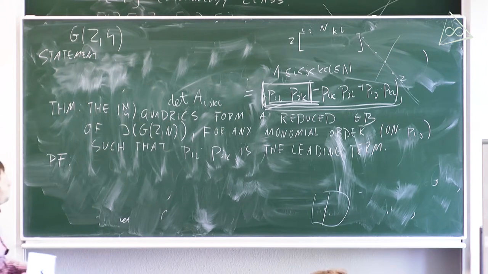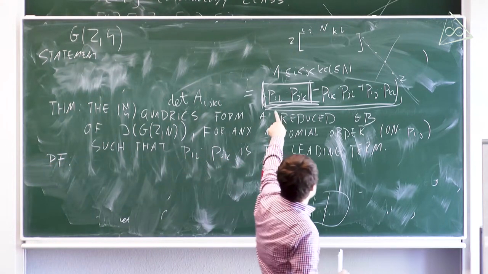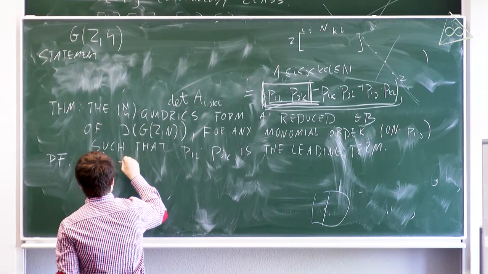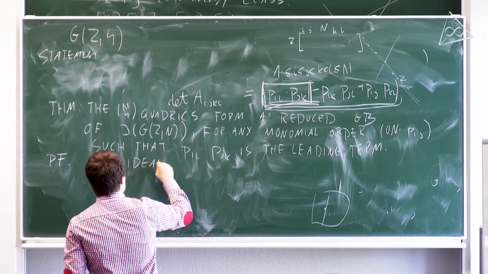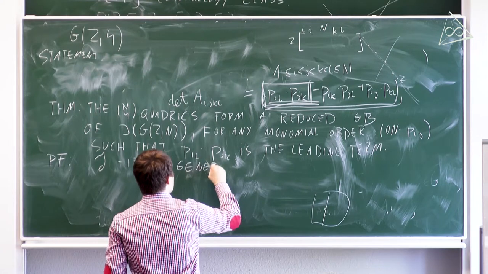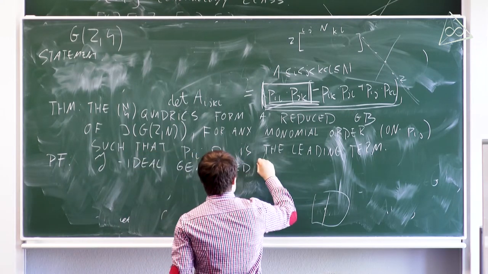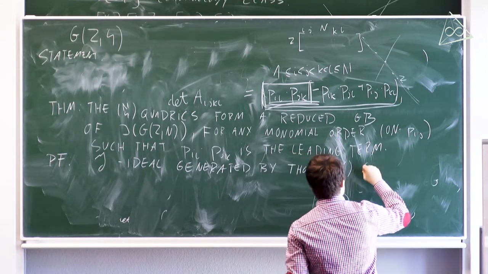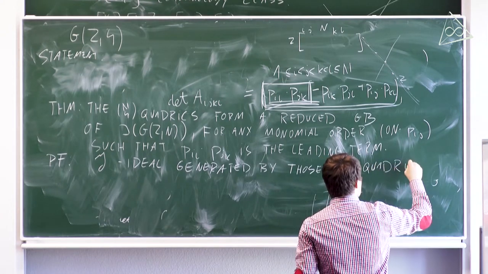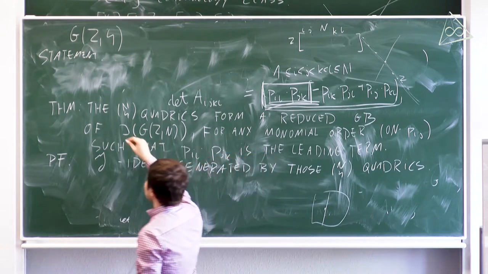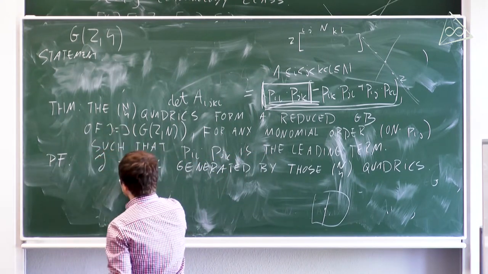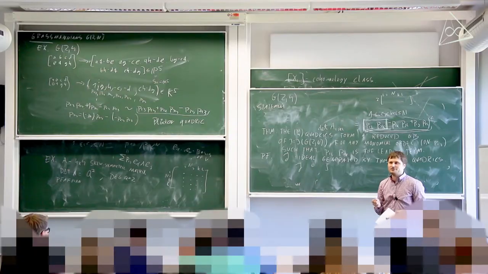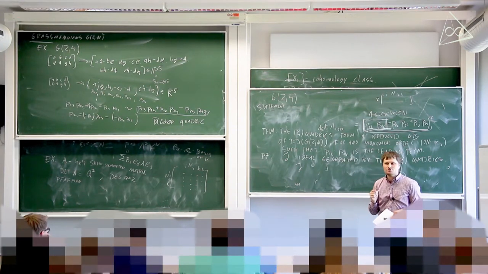What do we already know? We already know that these quadratics, so let's call J the ideal generated by those quadratics, those n choose four quadratics. Okay, and let's call this ideal I. So how is J related to I? Well, it's certainly contained there, because these quadratics vanish on the Grassmannian. But from the first hour of the lecture, we know a little more.